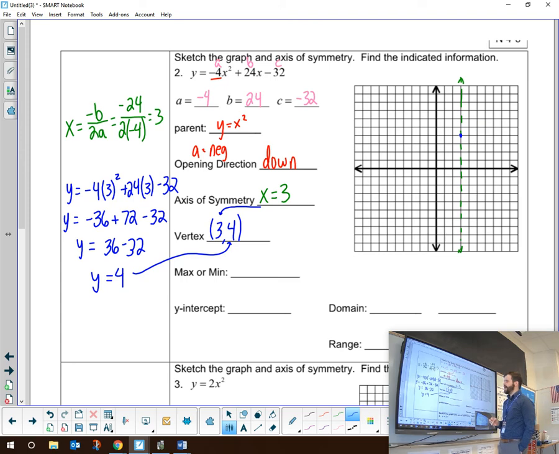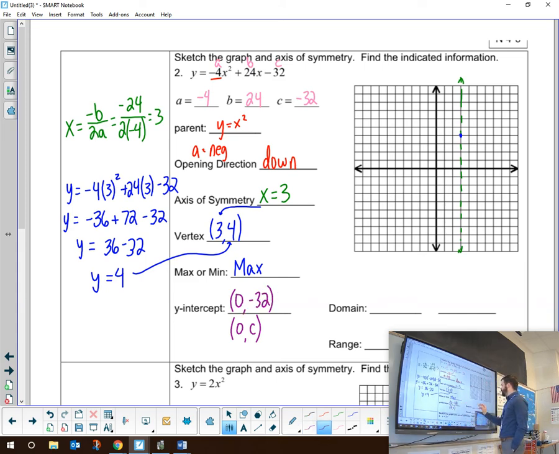Now we're going to decide if we have a maximum or a minimum. Well, I'm opening down. So in this case, we're going to have a maximum, okay? Then, my y-intercept. Remember, our y-intercept is just (0, c), okay? So 0 and whatever c is. In this case, my c is negative 32. So we're going to go (0, -32).